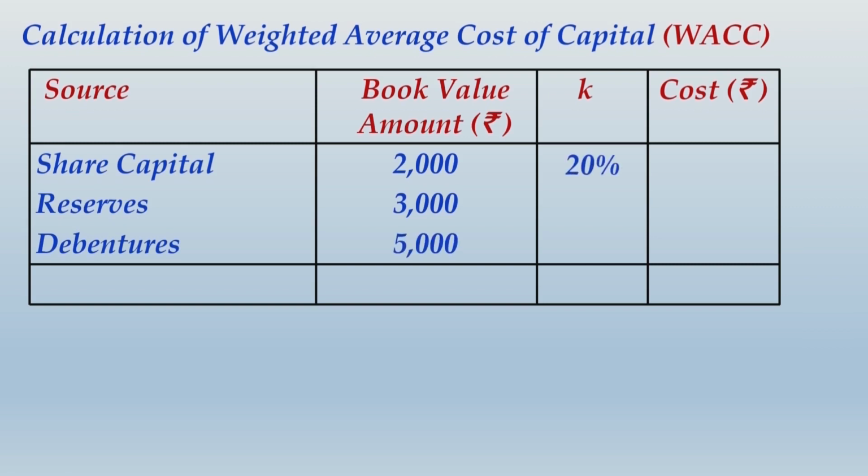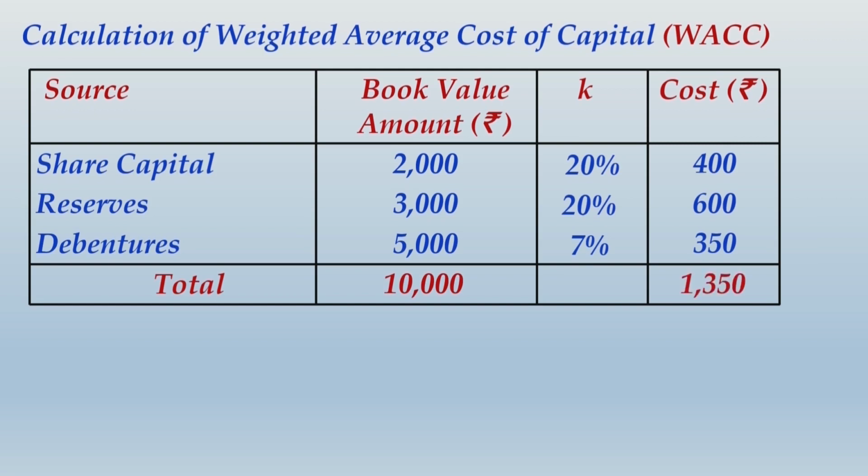In the K column, you mention the cost of capital for each individual component, and be careful over here, for the reserves the cost will be the same as cost of equity. So for reserves you just apply the same as cost of equity, that is 20%, and in the last cost column what we are doing is applying these percentages on the book value amounts to arrive at the exact cost by monetary value. When you take the total of the amounts of capital, it comes to 10,000. It was already given in the balance sheet. When you take the total of cost, it comes to 1,350.